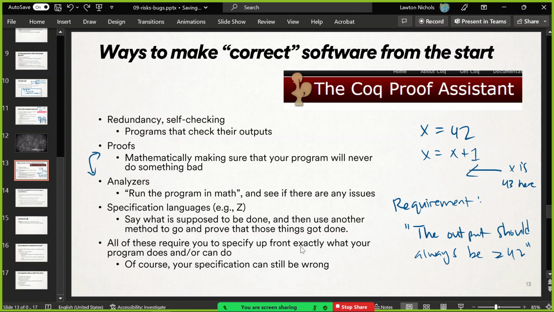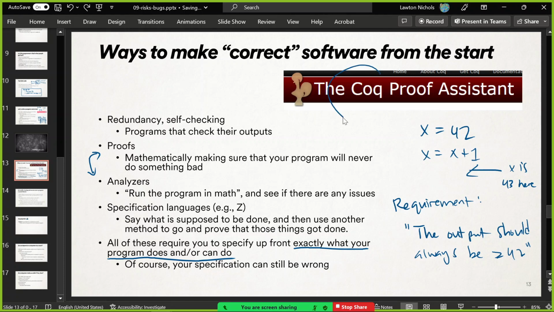So it's very hard to describe exactly what your program should do or could do. Because if you prove that it meets your incorrect specification, the program is wrong, right? So these are just high-level ideas, very vague, but are there any questions about them? These are ways that people write software that is correct from the start.